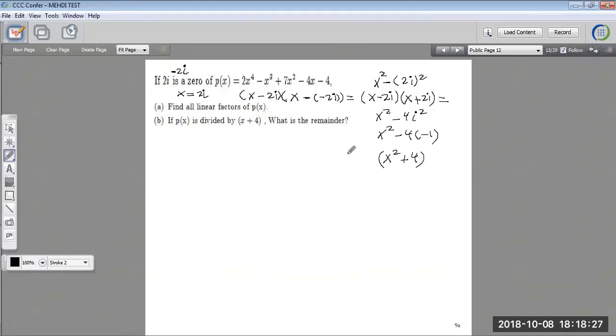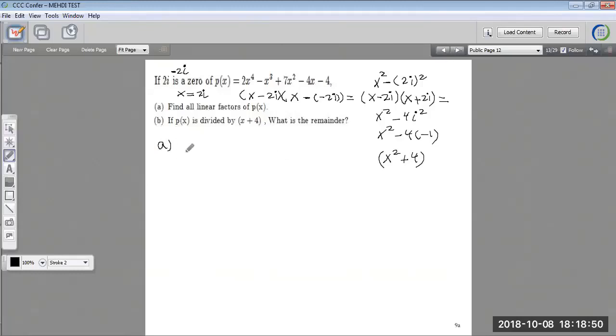If x squared plus 4 is a factor of this polynomial, if I go ahead and divide that, you can use either synthetic division or long division. You can find the other factors then. So for part A, you want to find all the factors. There are two ways you can do this.